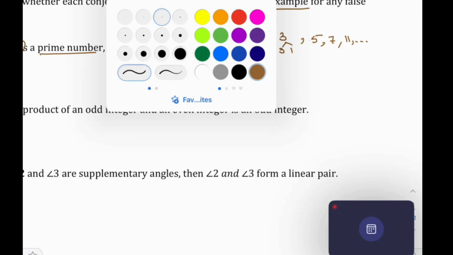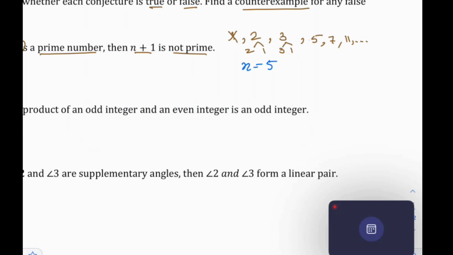If you take n, for example, equals 5, it's a prime number. What is n plus 1? It's 5 plus 1, which is 6, which is not a prime. This is a prime, this is not prime. So what he says was true.